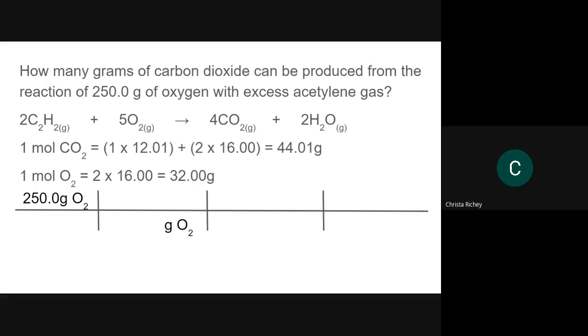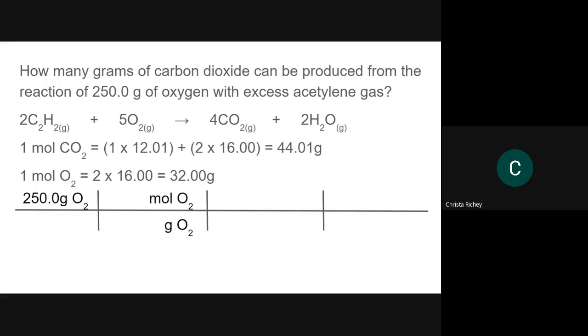Now, in grams of oxygen, Jared, pay attention. In grams of oxygen, the only thing I can switch it to is moles of oxygen. Jared, I need a rubber band gun or a Nerf gun. Pay attention. Put that away.